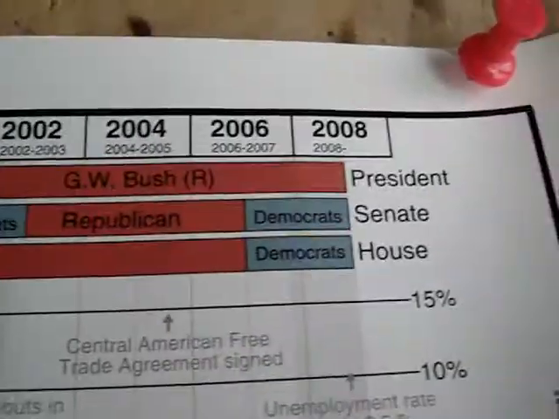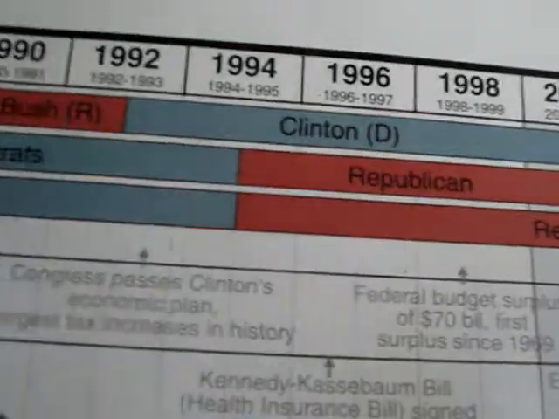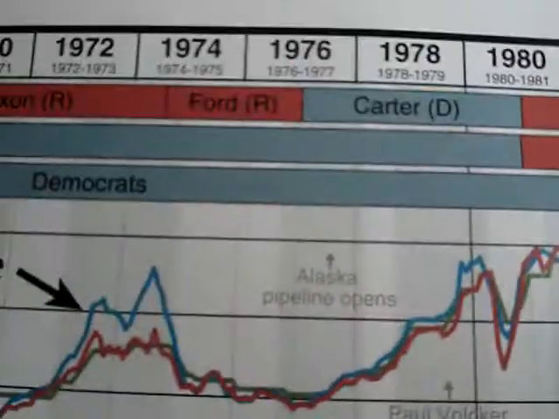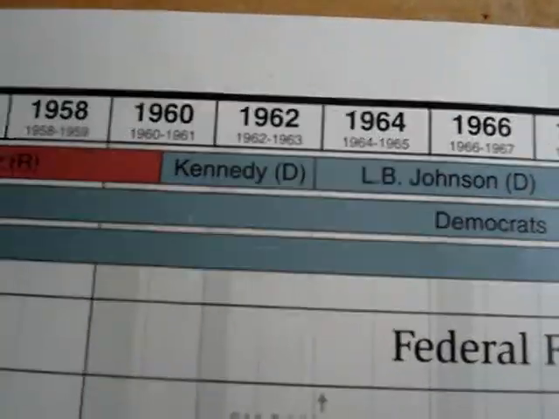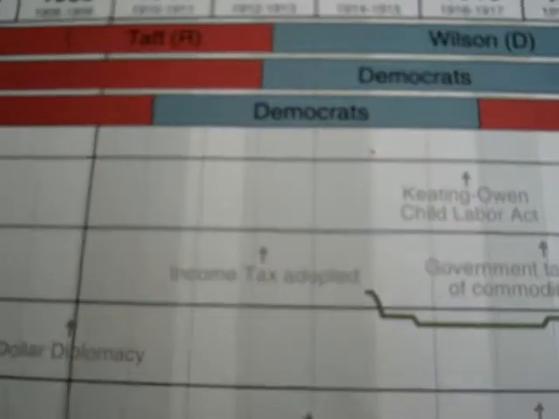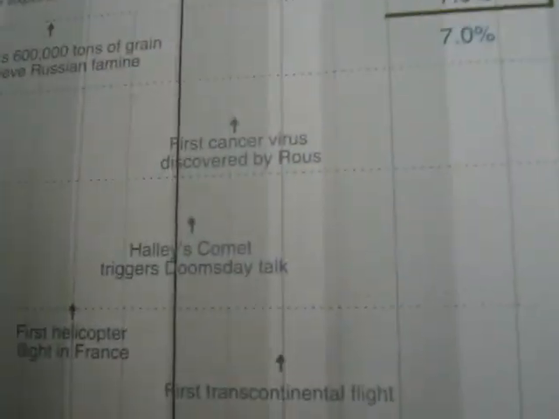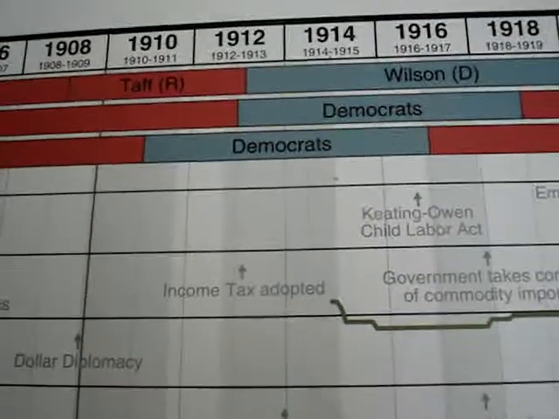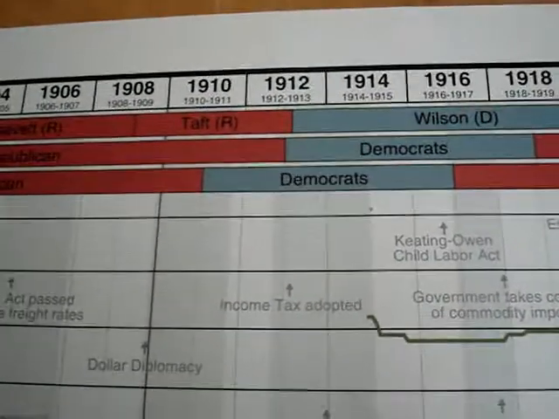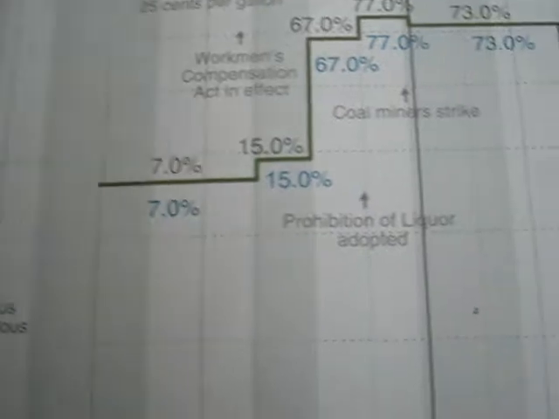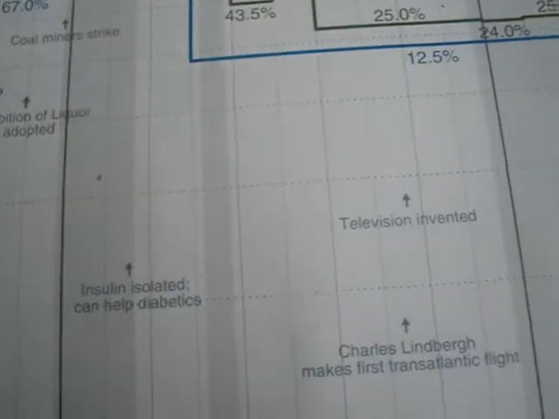And then you can see here they talk about who was the president and who controlled the House and the Senate the whole time. You can just go back in history and see what's going on with this country. And you can see right here, income tax adopted. And that's when it all started. The Federal Reserve Act. Right there. Got Wilson. And pretty much went downhill from there.